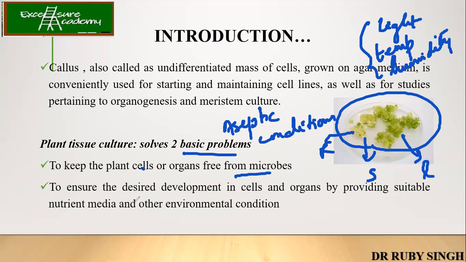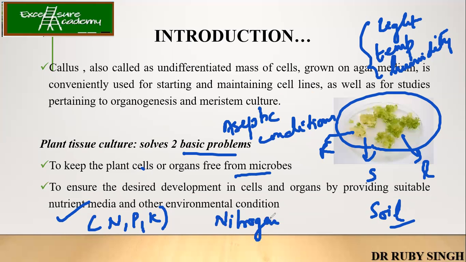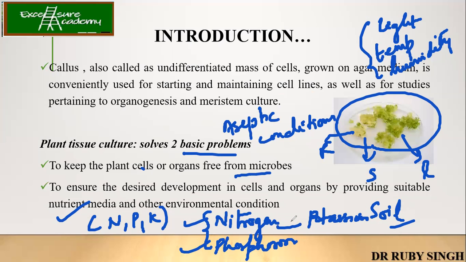The second point is, it can ensure the desired development in cells and organs by providing a suitable nutrient media and other environmental conditions. We know that in soil, because of soil erosion and so much usage of pesticides and insecticides, the quality of the soil has been lost. Now this can be avoided once you grow in the lab because you can provide suitable nutrient media. Basically each plant needs NPK. Now what is NPK? It is nitrogen, phosphorus and potassium. Okay. Now, the question for you is why it needs the basic requirement of NPK. This is your assignment to find out. If you don't know, please let me know in the comment section so that I can tell you the answer. But this is very basic actually. So these are the two basic problems which can be covered by plant tissue culture.